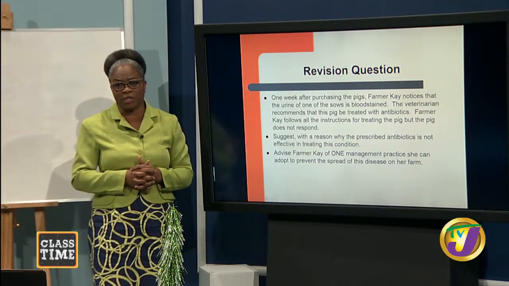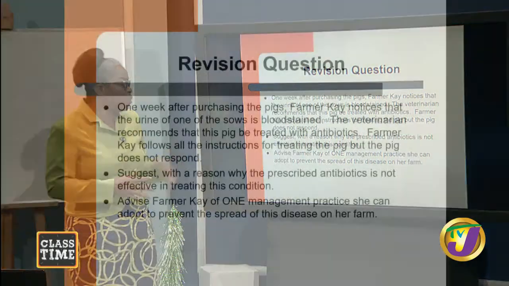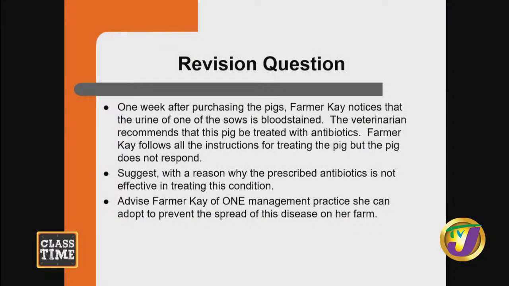Let us look at this revision question, because we have been going through quite a lot. One week after purchasing the pigs, Farmer K notices that the urine of one of the sows is bloodstained. The veterinarian recommends that this pig be treated with antibiotics. Farmer K follows all the instructions for treating the pig, but the pig does not respond. Question: suggest, with a reason, why the prescribed antibiotics is not effective in treating this condition.